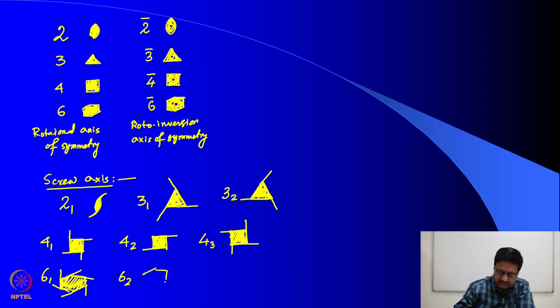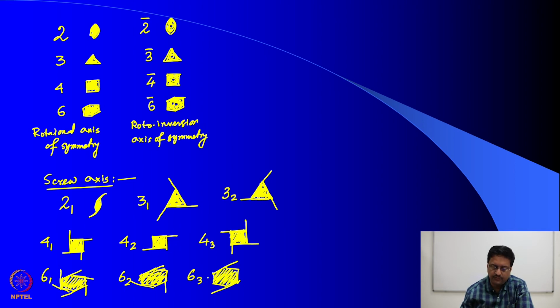6-2, 6-3. And 6-4 will be opposite to 6-2 and 6-5 will be opposite to 6-1.